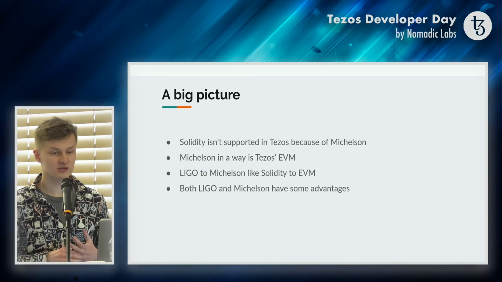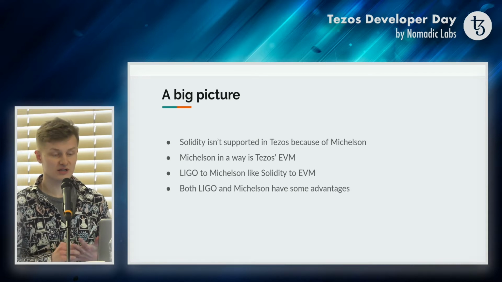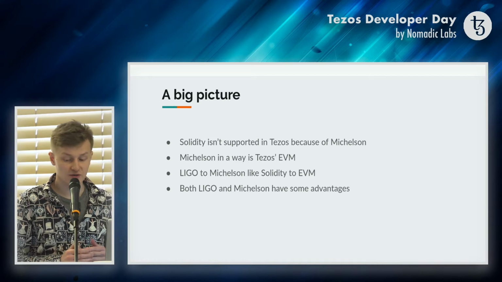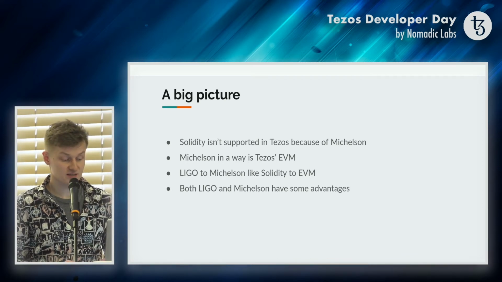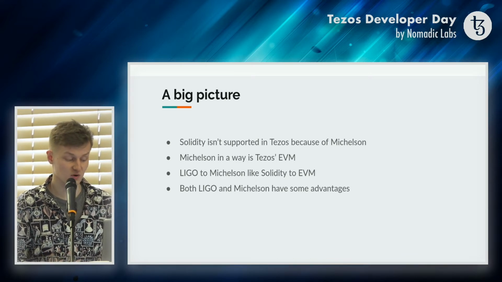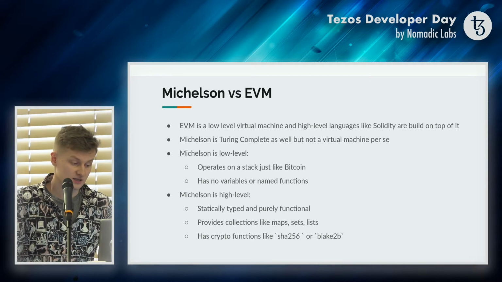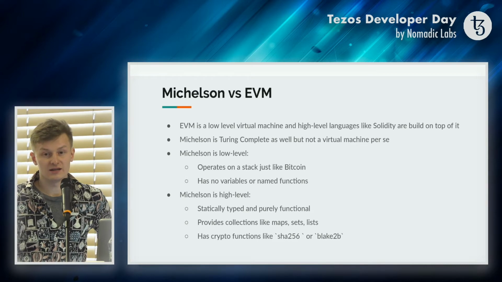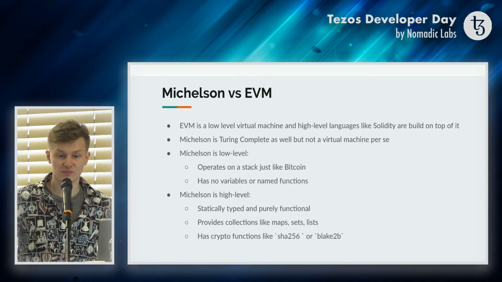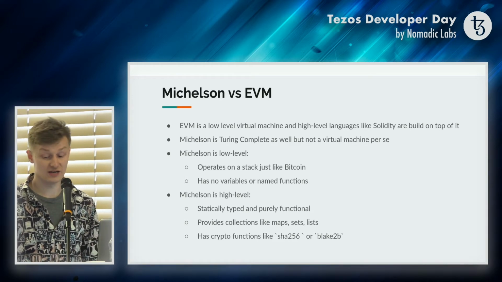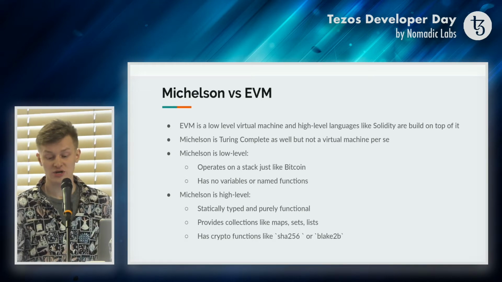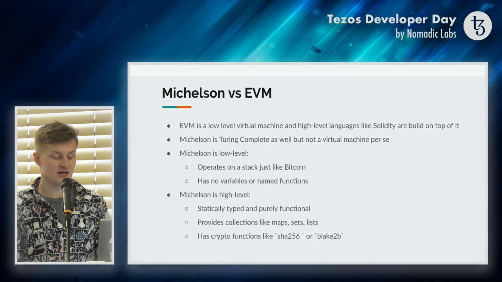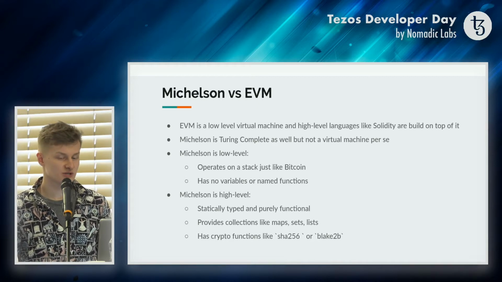LIGO to Michelson is like Solidity to EVM, so LIGO is compiled to Michelson, and both LIGO and Michelson have some advantages over Solidity. EVM is a low-level virtual machine, and high-level languages like Solidity are transpiled to EVM assembly language. Michelson is a Turing-complete language as well, but it's not a virtual machine.